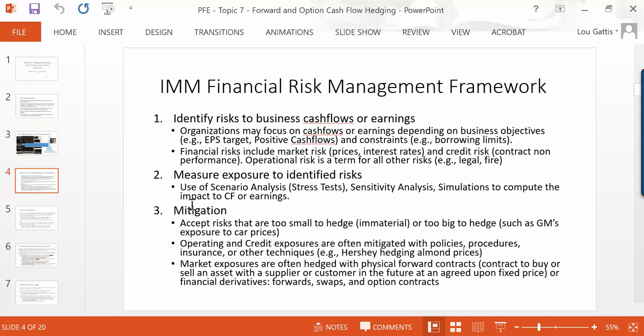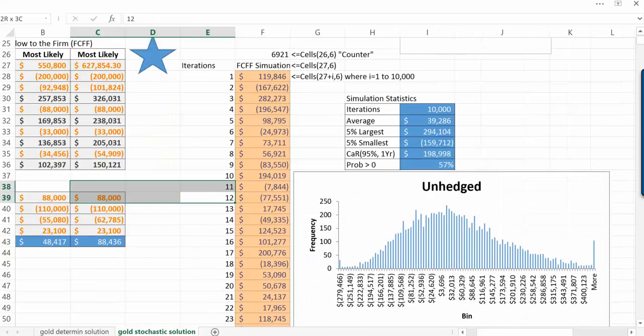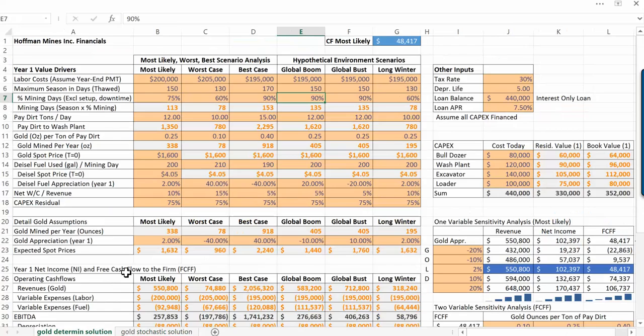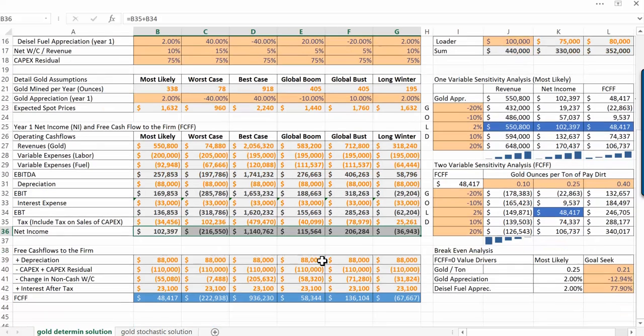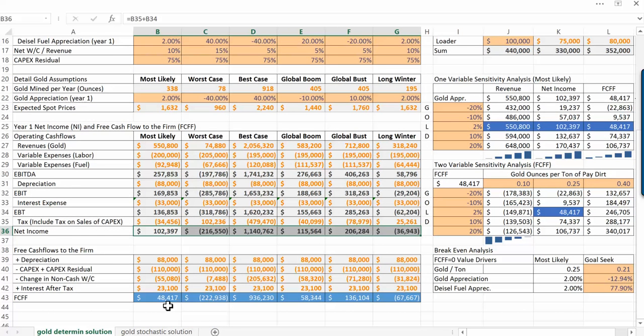So let's talk in general about the risk management process. In the risk management process, a common framework is called IMM: Identify, Measure, Mitigate. So first you identify what your major risk is to your business. For a lot of businesses, it might be either cash flows or earnings. Some businesses are sensitive to what their net income is going to be. Those are firms that probably don't worry about cash flow. They have access to capital markets, so if cash flows are negative, they can easily finance them.